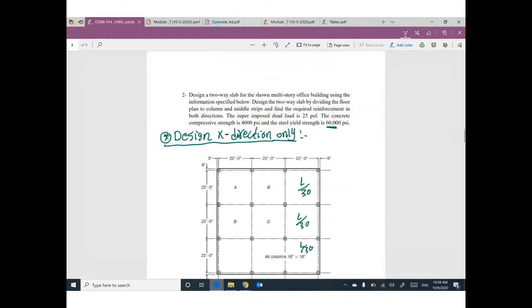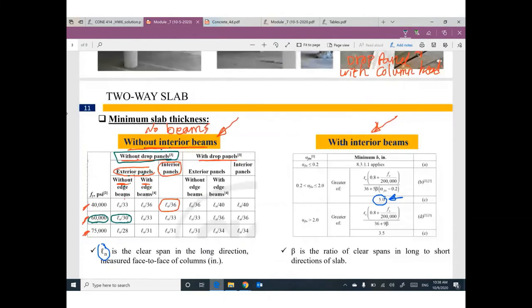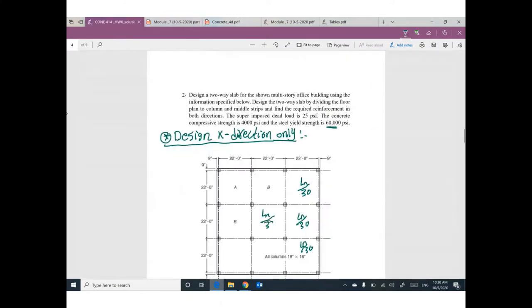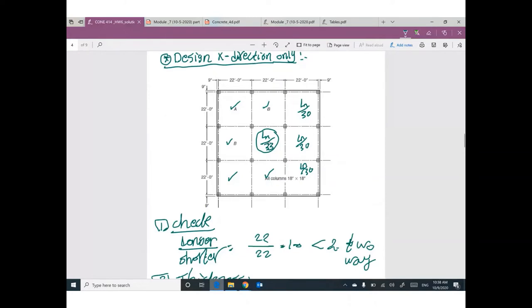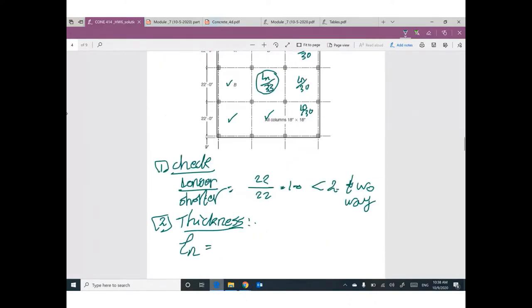LN. If you are talking about interior panel, F yield 60,000, then LN divided by 33. This one only. Because this one is considered edge, this one edge, this one edge, this one edge. Edge means at the end of the slab. This one is interior, the only interior panel. Anybody can tell me what is the value of LN? LN means clear span, longer clear span in the panel.